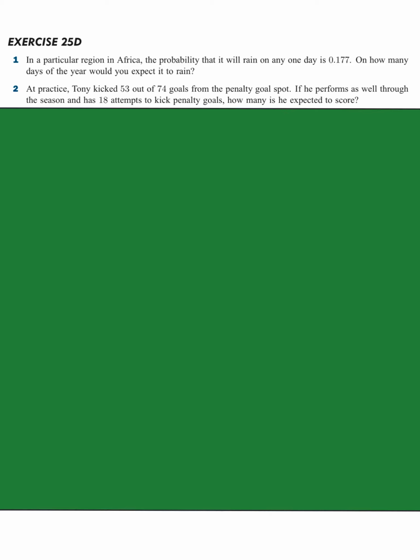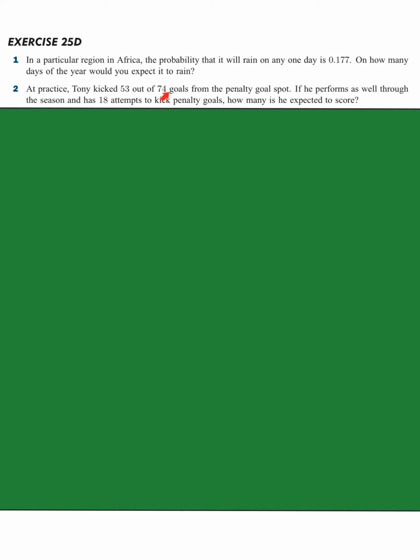Let's have a look at exercise 25D. It's on page 513, and we're going to have a look at question number 2. Okay, so question 2. At practice, Tony kicked 53 out of 74 goals from the penalty goal spot. If he performs as well through the season and has 18 attempts to kick penalty goals, how many is he expected to score? Well, these two numbers here will tell us the expected probability.